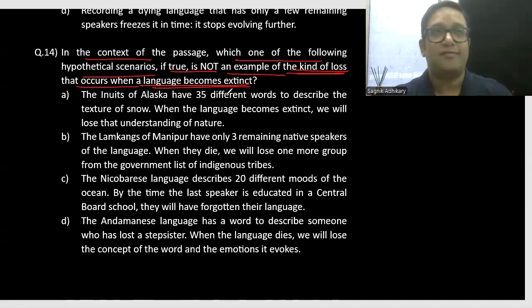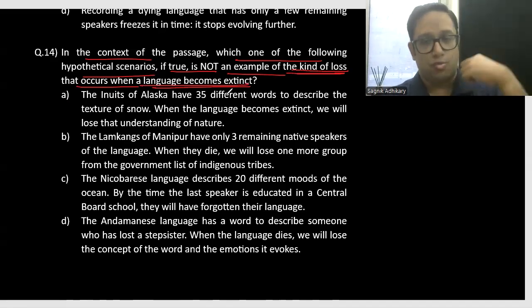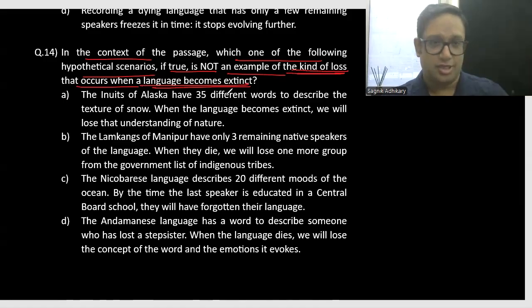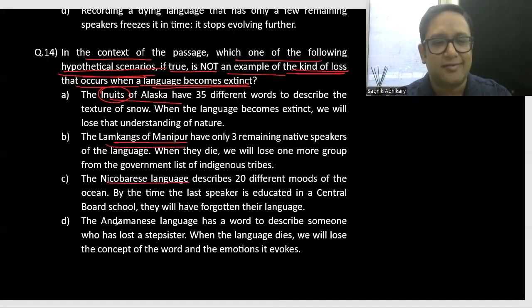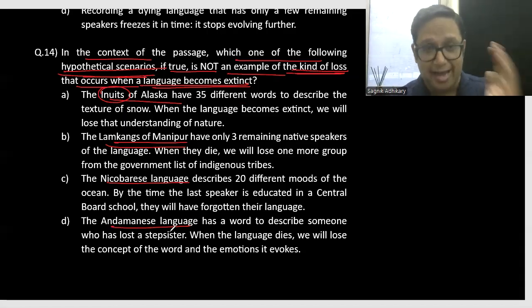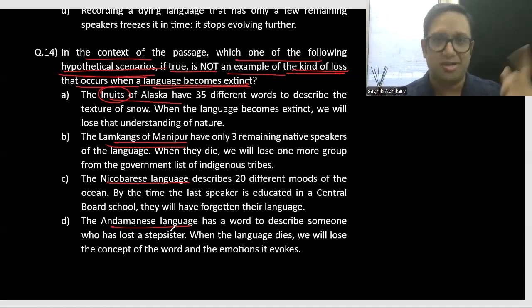So when languages go extinct, what loss other than the language occurs? Second, this is relating to hypothetical scenarios. We see Inuits of Alaska, Lamkangs of Manipur, the Nicobarese language, the Andamanese language. Inuits are mentioned, but not in the third paragraph; none of these are mentioned in the passage. This is an application-based question, pure inference.